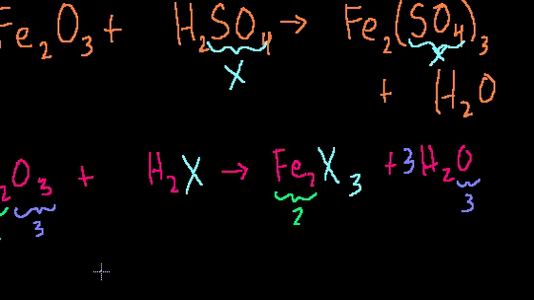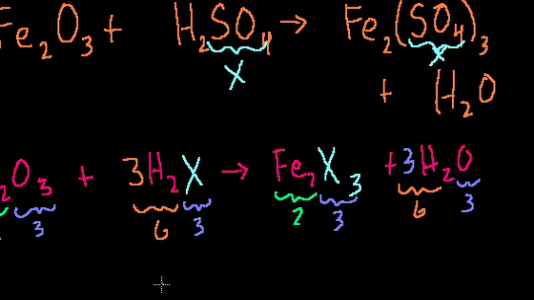And then finally, let's look at the hydrogens. How many hydrogens do we have here? We have 6 hydrogens now on the right-hand side, 3 times 2. And we want to have 6 hydrogens here, so we have to have 3 of these molecules. And then finally, let's look at the sulfate group, that X. We have 3 X's here, and lucky for us, we have 3 X's over there. So our equation has been balanced.